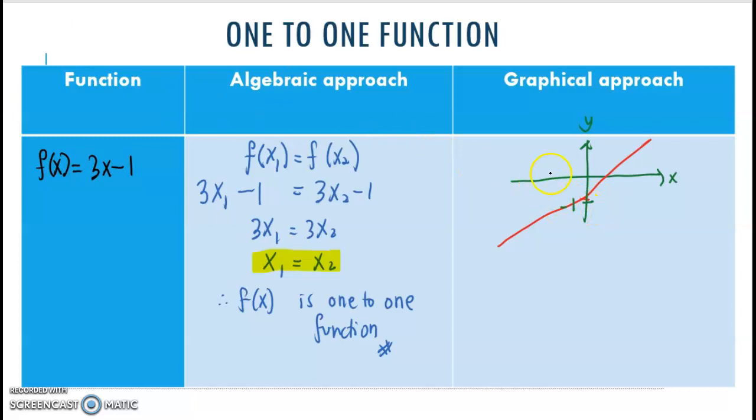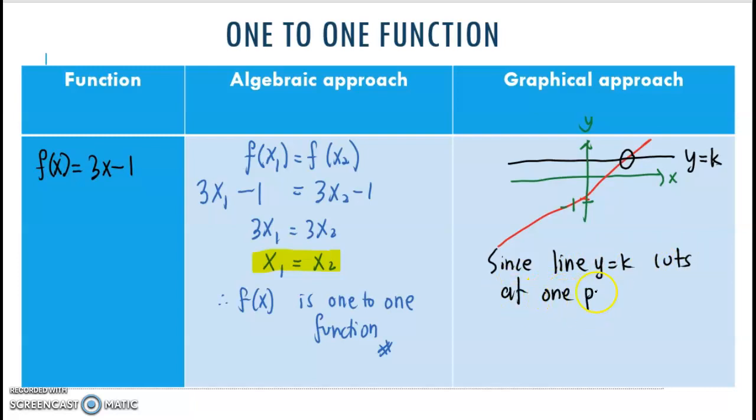So we are going to draw a horizontal line, labelled as y equals k. Since our line y equals k cuts at one point only, so we are going to write down: since the line y equals k cuts at one point only, so f(x) is one-to-one.